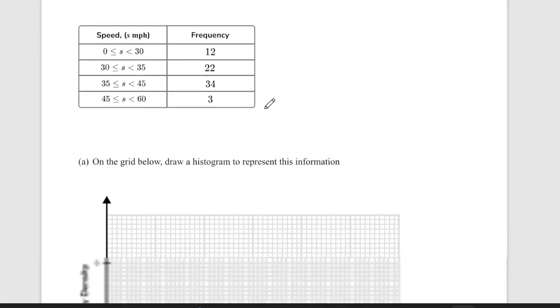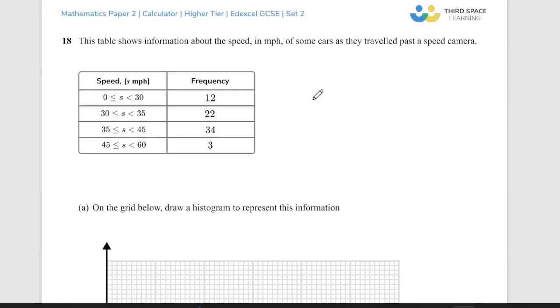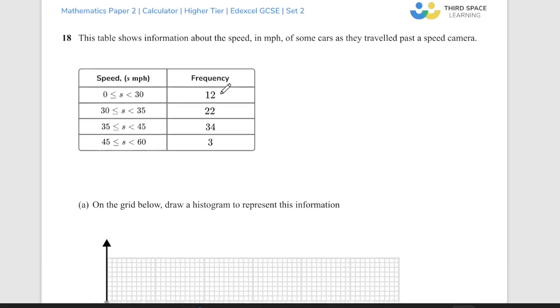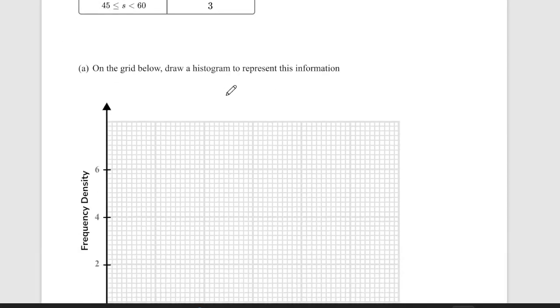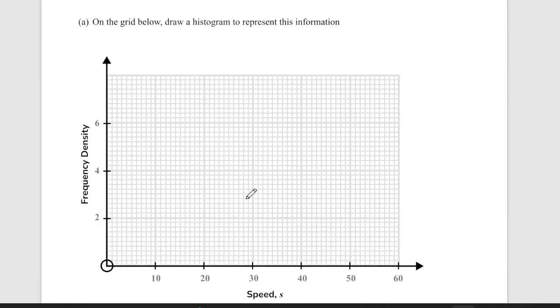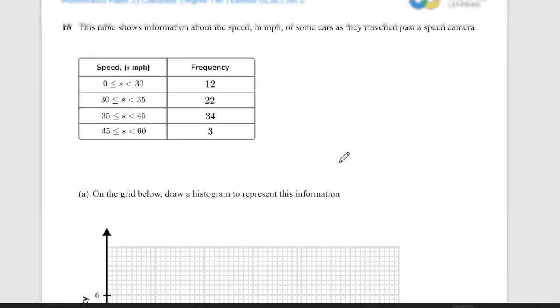Right, question 18. This table shows information about the speed in miles per hour of some cars as they travel past the speed camera. On the grid below, draw a histogram to represent this information. So we've got the axes filled in. That's nice. That saves us a bit of time.